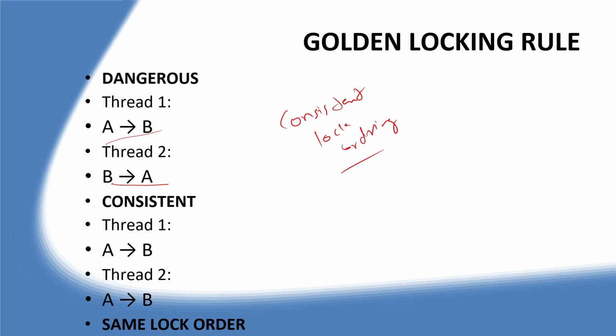If multiple threads need the same set of locks, establish a global order in which those locks must be acquired. If you set that first A should be acquired, then B, then every thread should follow that rule. Then only it will work. It should follow the same lock ordering, otherwise it will be in a deadlock state. So consistent lock ordering prevents that particular circular wait pattern from forming. The simple design rule can prevent many deadlocks.